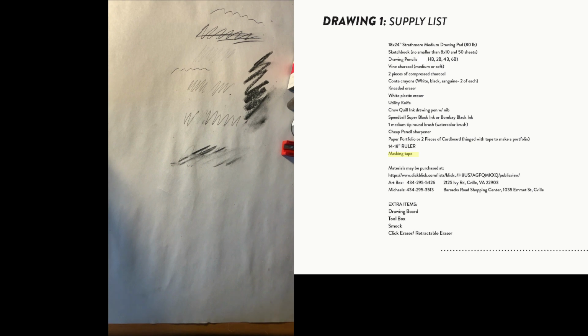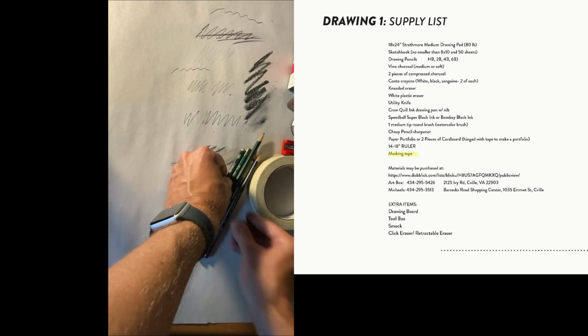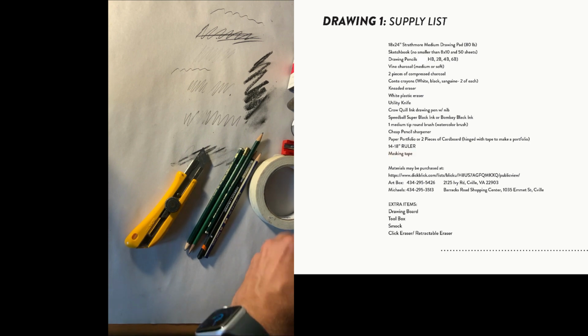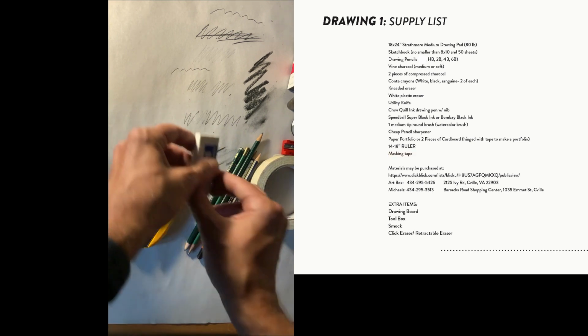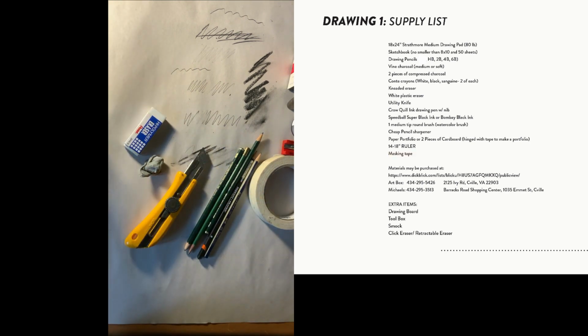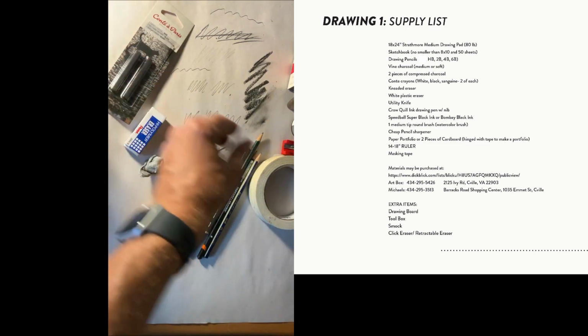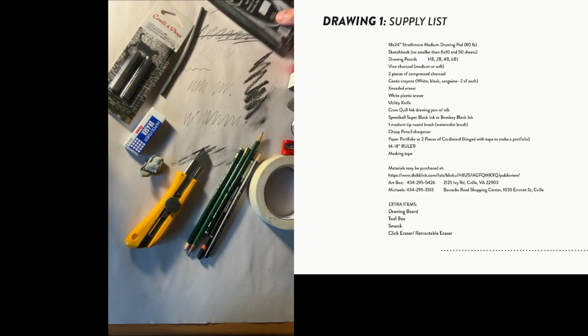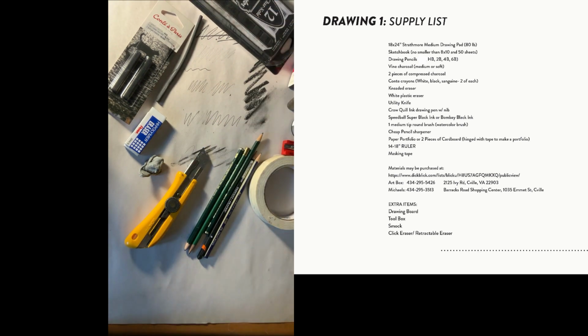All right, so we have some of these supplies in here. You can see some of our pencils. And this is kind of what we're going to be needing, our kneaded eraser and your Conte crayon and your vine charcoal and our compressed charcoal. All right.